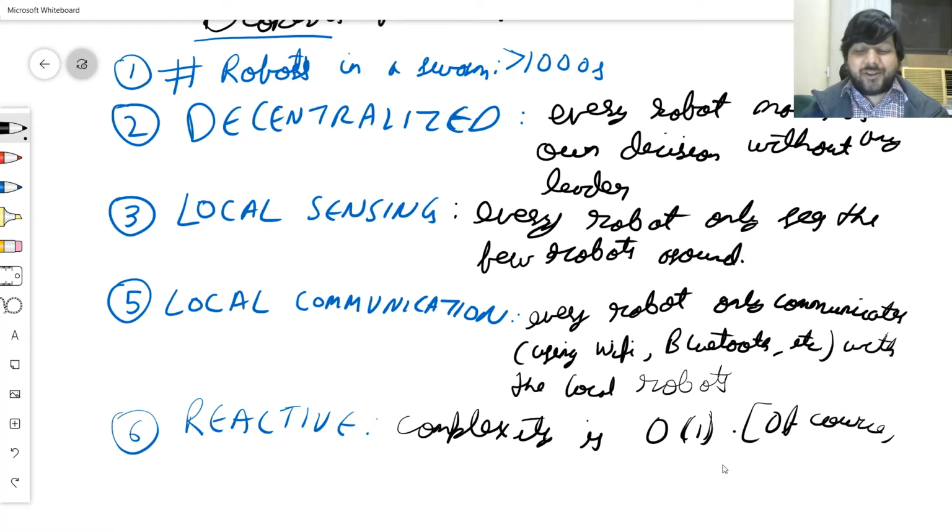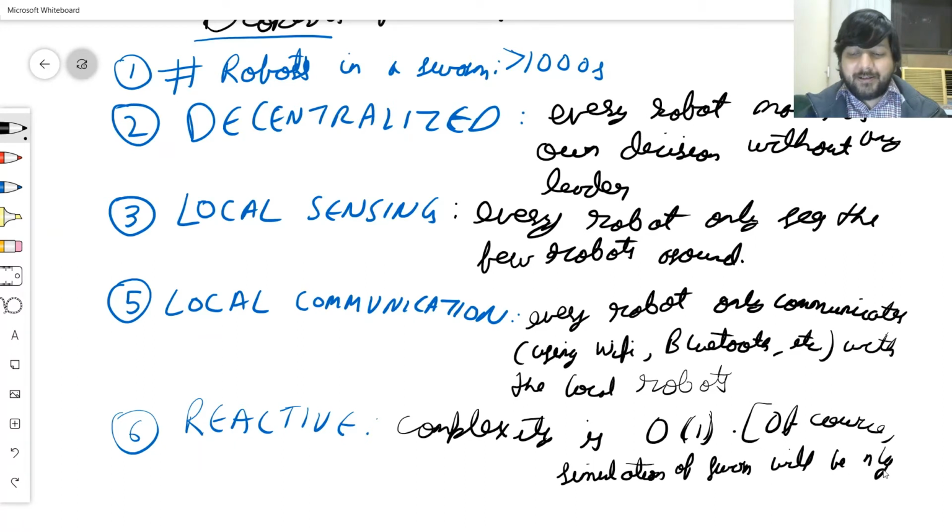And of course, from the introduction, a simulation of a swarm, which I'm not sure why you should be doing, because now I'm talking about physical real robots, will be n log n, where n is because you ultimately need to simulate n agents. There may be n real agents, n simulated agents, your computer will have to have n parallel threads, and log n for the proximity queries.